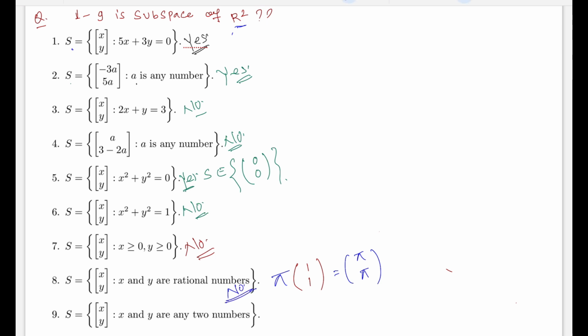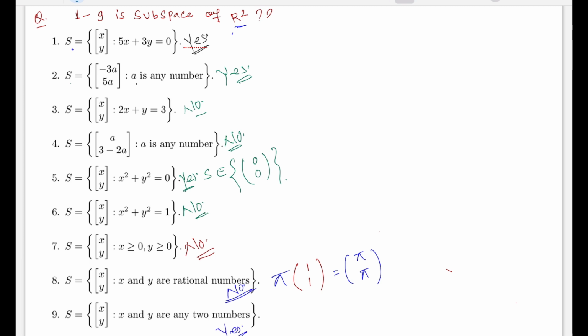Coming to question number 9. Here x and y are any two numbers, so obviously this will be a subspace, and it is a subspace that is acquiring the complete vector space, right? So it is exactly the same as the complete two-dimensional vector space. So this will be a subspace. Yes.